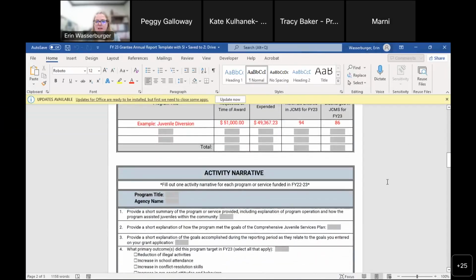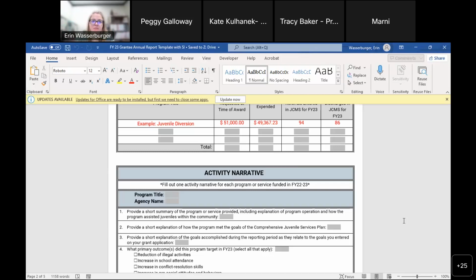All right, the way we had envisioned this working, and if this works for your county, that's great. If it doesn't, then figure out what works for you, was that the people who were running the programs or working with the youth would be the ones filling out the activity narrative. So since Peggy was just asked a question, I know that she does not do the attendance support program for her county. So we had envisioned her filling it out for her program and then giving this narrative to that person to fill out for the truancy program.